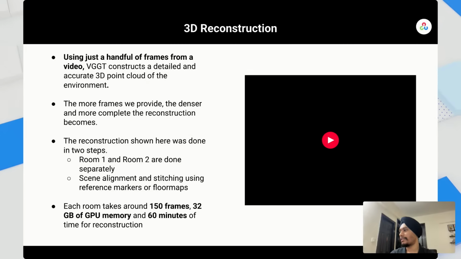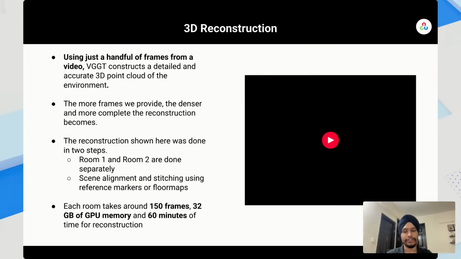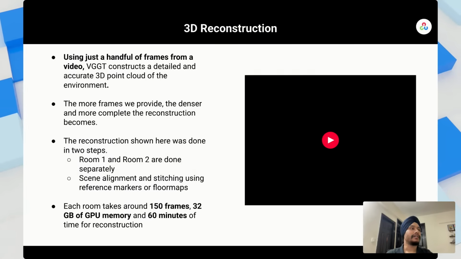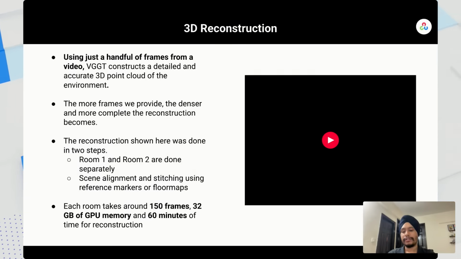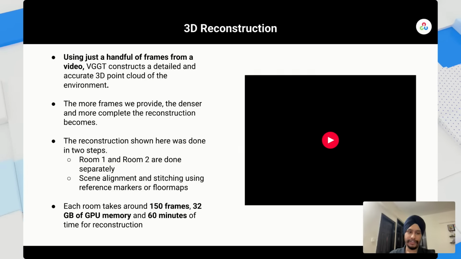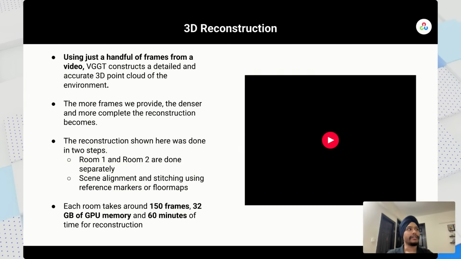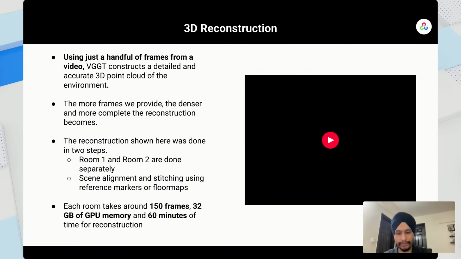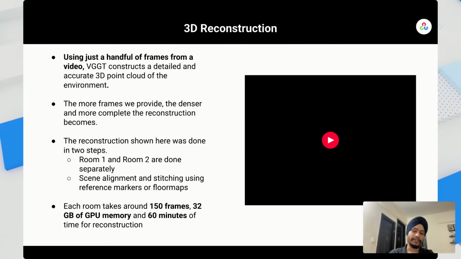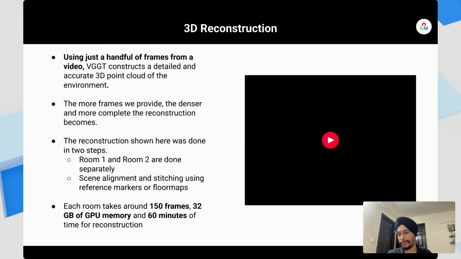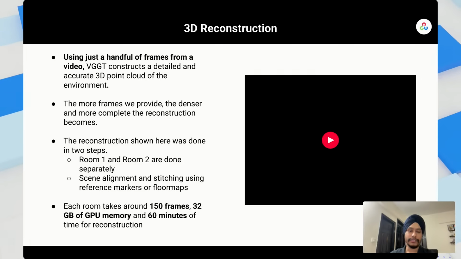It is a lot of computation, and this is a foundational model. I am pretty sure in the coming time we'll have faster versions of this. We already have a fast VGGT, which I'll show you a comparison of as well. But 150 frames takes around 32 GB of GPU memory for the reconstruction part. The inference part doesn't take a lot of memory. But the reconstruction with 150 frames takes 32 GB of GPU memory and 60 minutes of reconstruction time, right?